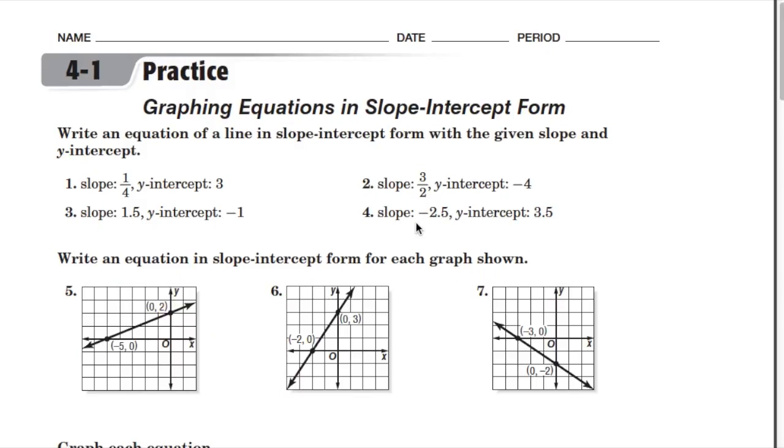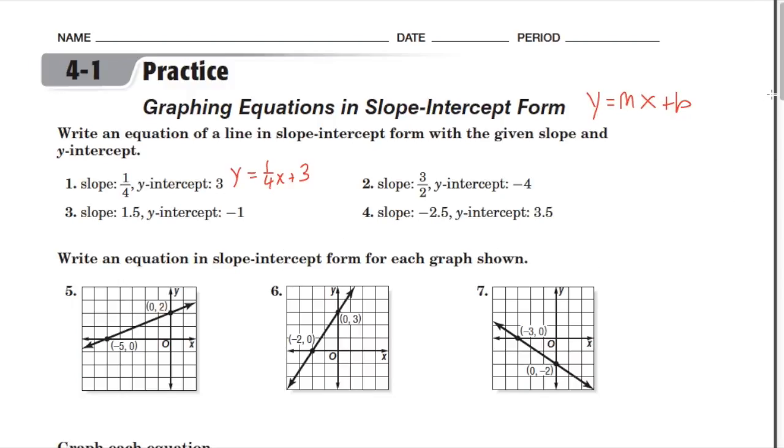For Lesson 4.1 Skills Practice and 4.1 Practice, we're talking about graphing equations in slope-intercept form. And we know that slope-intercept form is one form of writing linear equations, and that looks like this: y equals mx plus b. So in 1 through 4, you're given the slope and the y-intercept, so you simply have to plug in the slope for the m value and the y-intercept for the b value. So for number 1, we have y equals 1/4 x plus 3. Go ahead and do the rest of those problems.